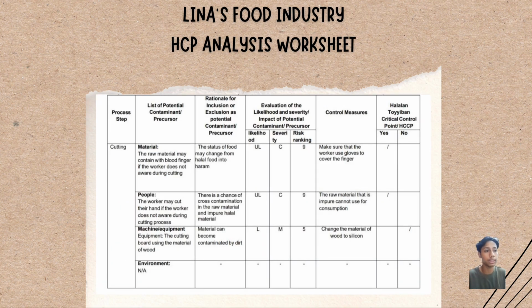So this is our HCP analysis worksheet for Linux for Industry. As you can see, for the process we use cutting, and for the list of potential contaminants, it covers material, people, machine and equipment, also environment. And there is the rationale for inclusion or exclusion as potential contamination. So this is our HCP analysis worksheet.